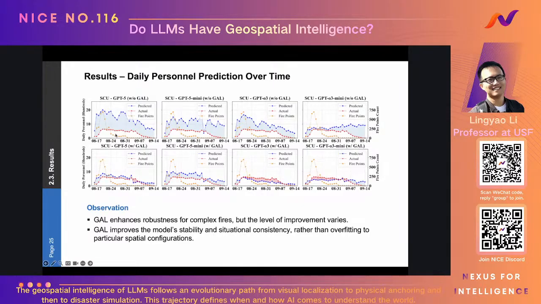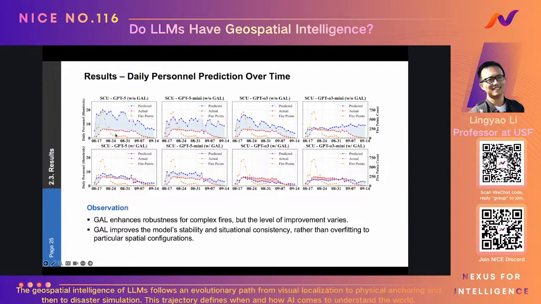The other one that we found has quite outstanding performance is GPT-5 mini. Also, the performance is quite consistent across all the 5 wildfire events. And this is the daily cost prediction. Also, GPT-o3 mini and GPT-5 mini show better performance compared to other models.